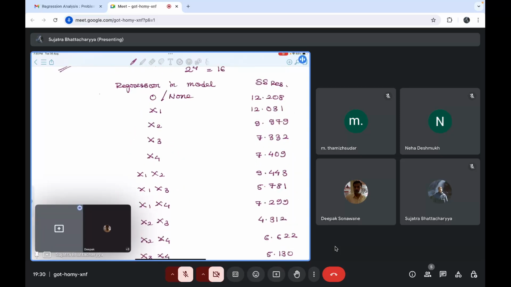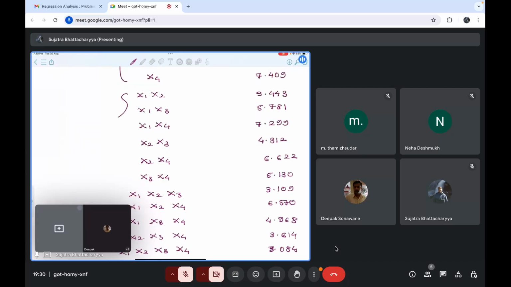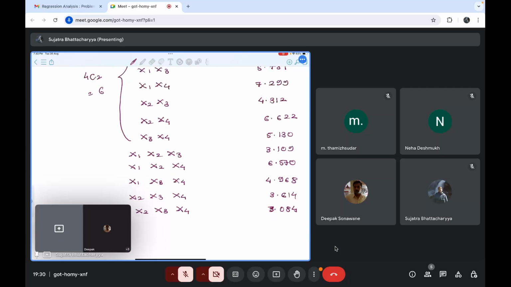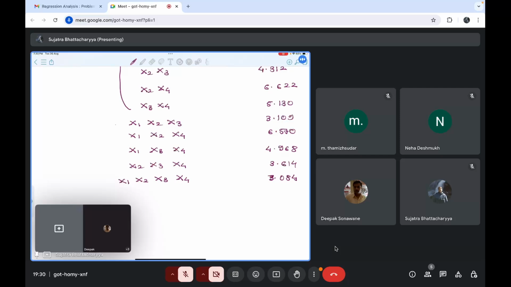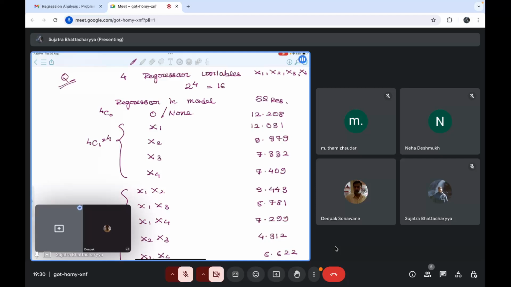So this is 4C0, which is 1. These four are 4C1, which is 4. These are 4C2, which is 6. And finally, 4C3, which is 4, and 4C4 is 1. Right? So the SS residuals are all given.